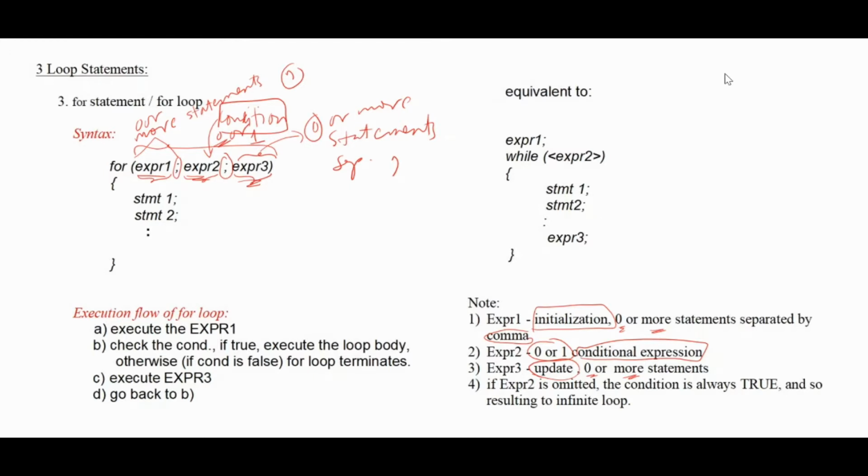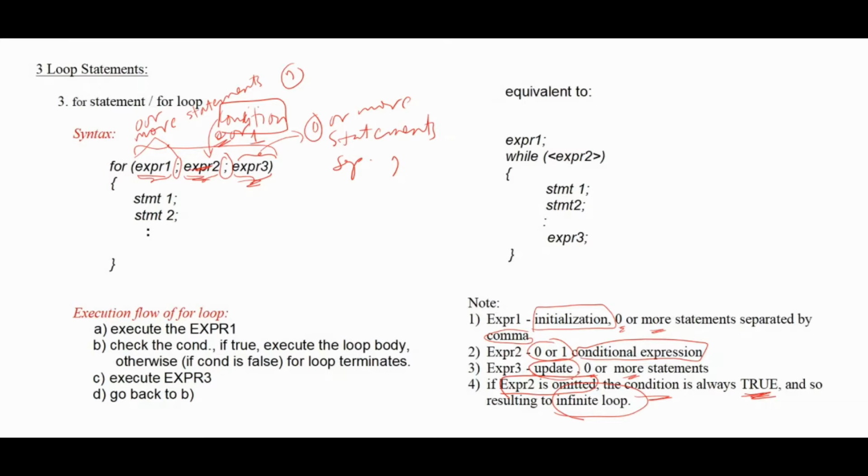And take note, if expression 2 is omitted, meaning it has no condition, this is empty, the condition is always true. And so it would result in an infinite loop, a loop that never stops, because the condition is always true. So what is the execution flow of the for loop?